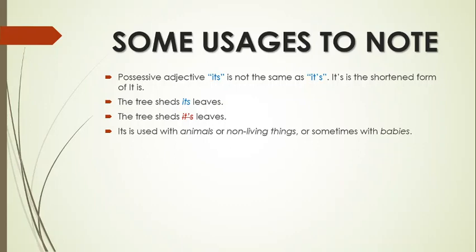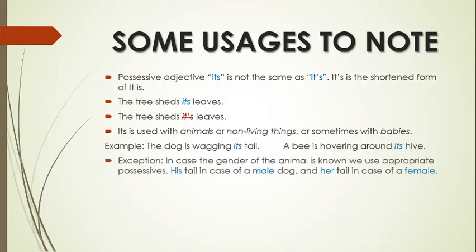Its is used with animals or non-living things or sometimes with babies. For example, the dog is wagging its tail. A bee is hovering around its hive. The exception is when the gender of the animal is known. If we know the animal is either masculine or feminine, we use appropriate possessives. So his tail in the case of a male dog and her tail in the case of a female.